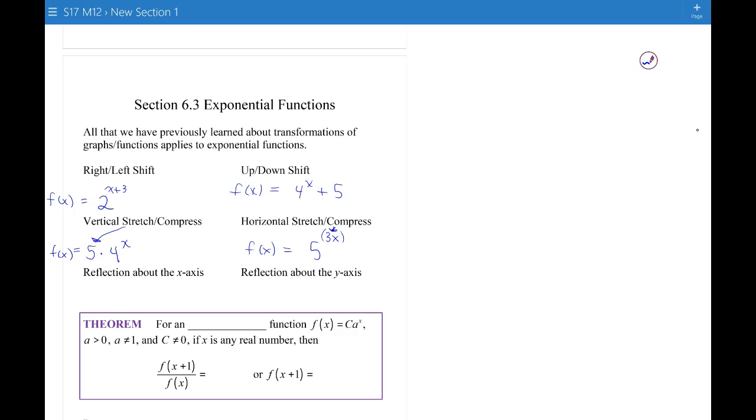Then we have reflection about the x-axis, and that happens if you put a negative in the front. Every y value becomes the opposite of what it used to be. And reflecting about the y-axis happens if you do a negative on the x before you do the exponential function. Okay, so this is just kind of an interesting theorem that's a special thing that happens for exponential functions.